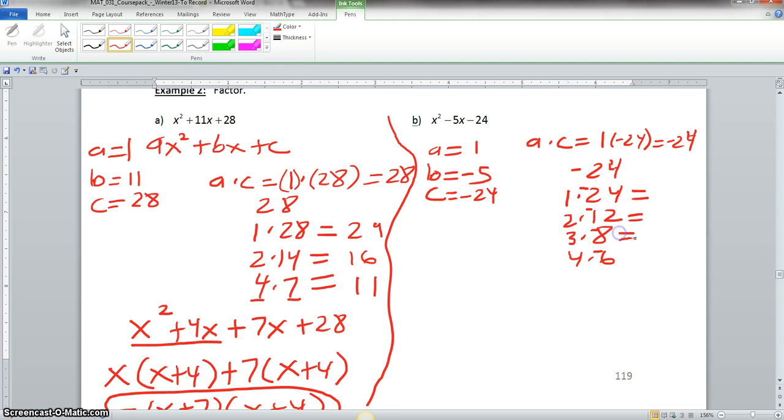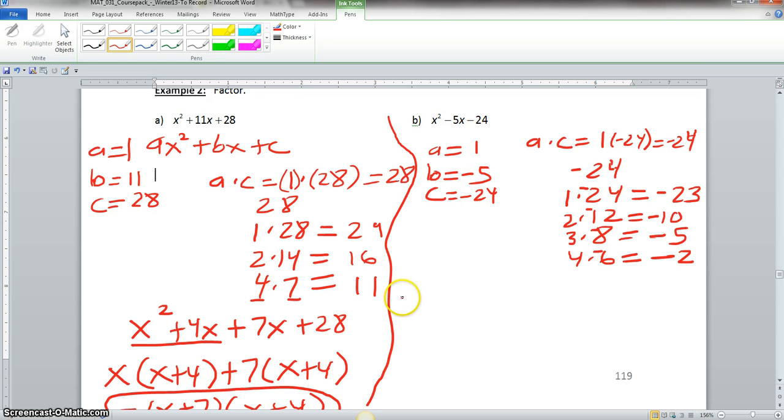Now we add them together, like we did in the previous problem. 1 plus -24 is -23. 2 plus -12 is -10. 3 plus -8 is -5. And 4 plus -6 will give you -2. Now the two numbers that work are the 3 and the -8, because that's what equals B.